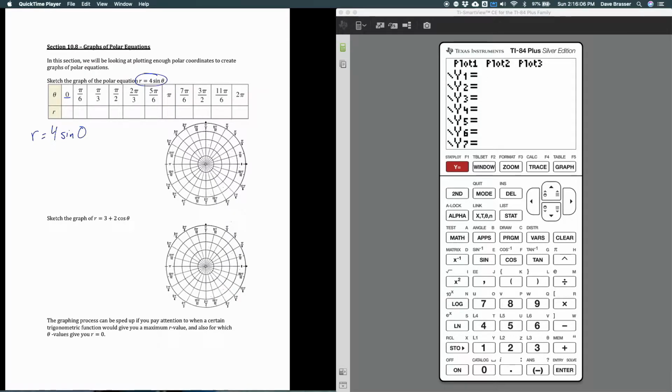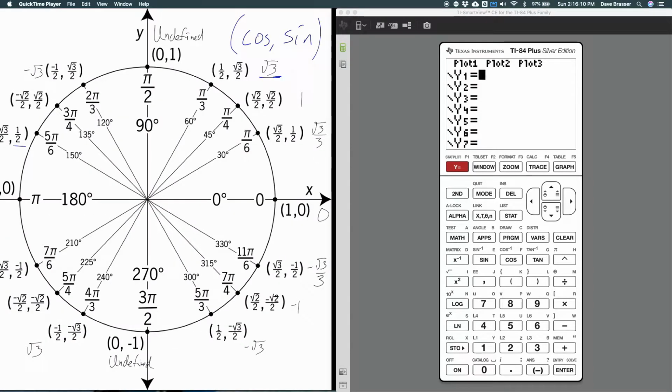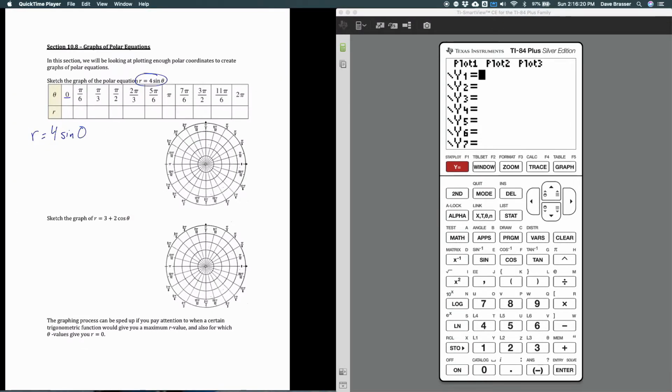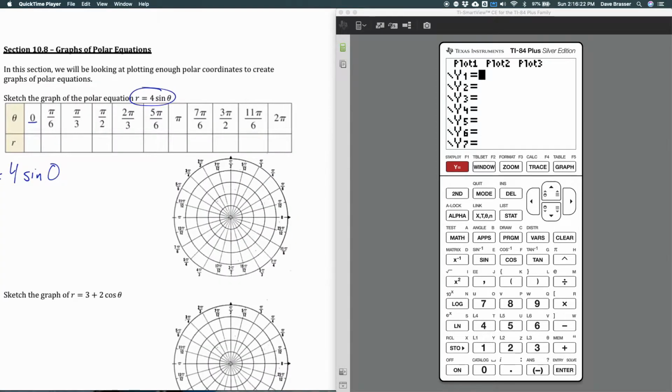Now if you don't know what the sine of 0 is, we can always go back to our unit circle. And the sine at 0, remember, we look over at the y coordinate and we see that the sine of 0 is 0. So, going back to this, we got 4 times the sine of 0, which ends up just being 4 times 0, or 0. So the r value, our radius there, ends up being 0.